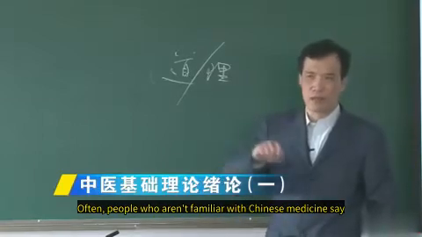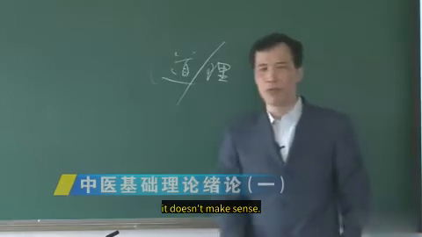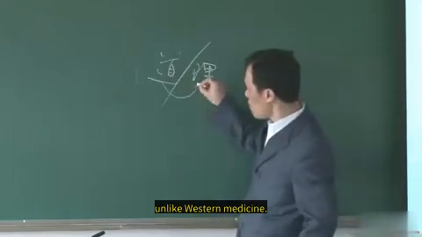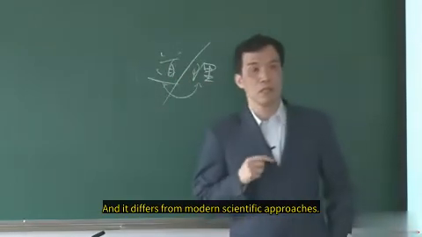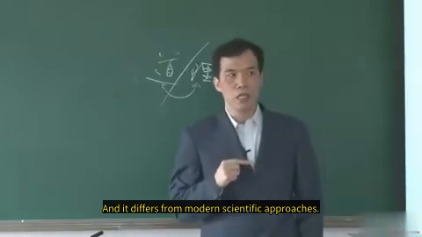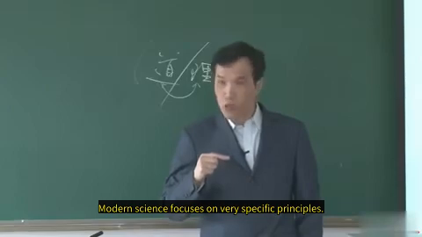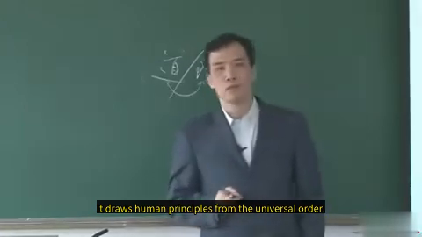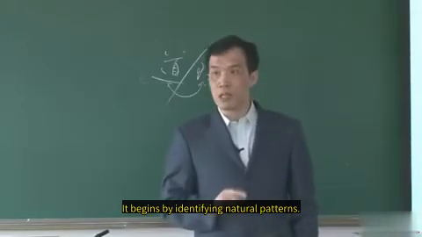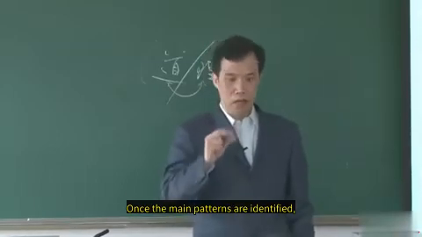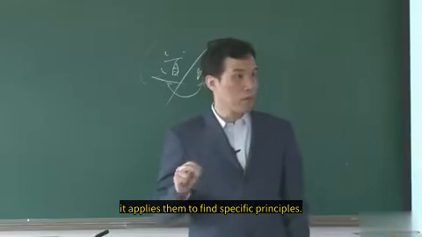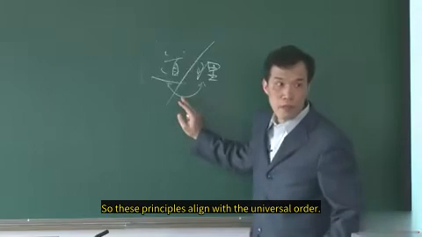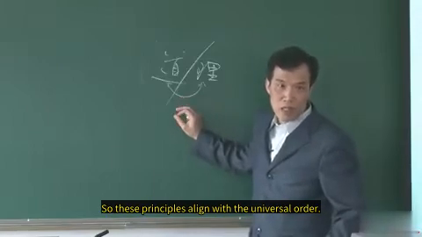Often, people who aren't familiar with Chinese medicine say, it doesn't make sense. In fact, TCM considers principles as a whole, unlike Western medicine, and it differs from modern scientific approaches. Modern science focuses on very specific principles. How does Chinese medicine address this? It draws human principles from the universal order. It begins by identifying natural patterns. Once the main patterns are identified, it applies them to find specific principles. Specific principles align with the main patterns. So these principles align with the universal order.